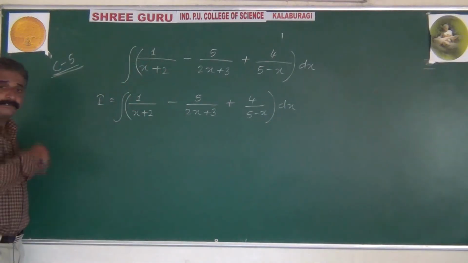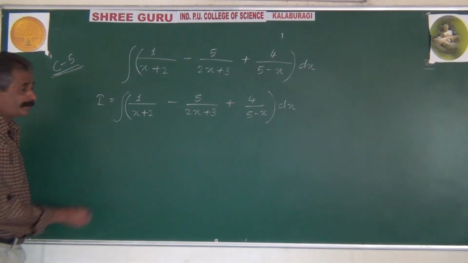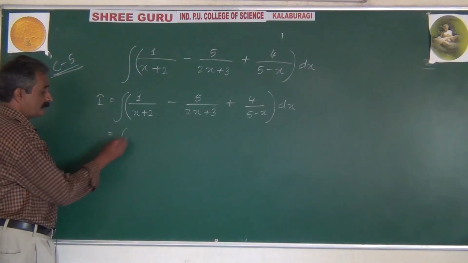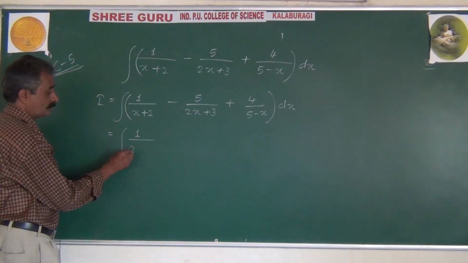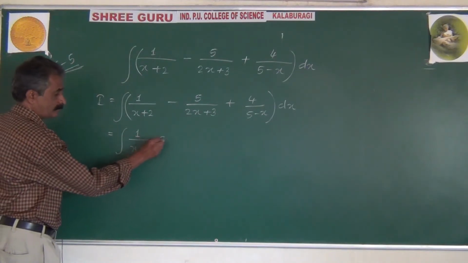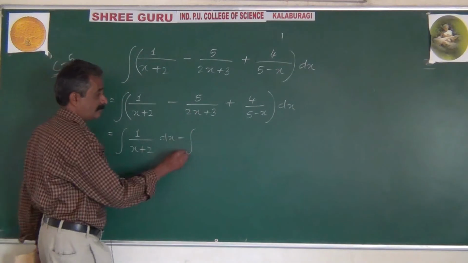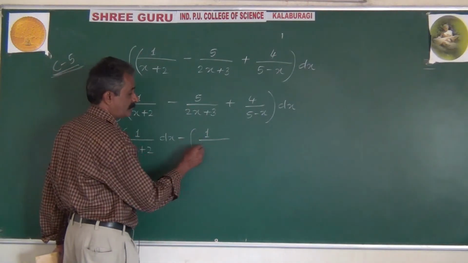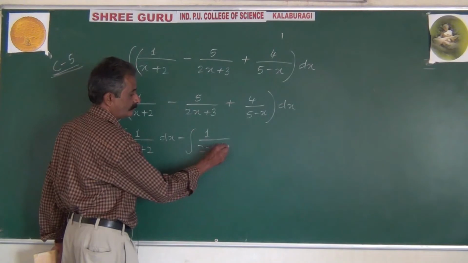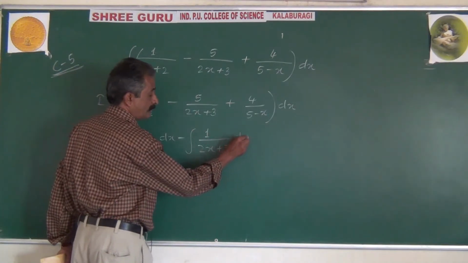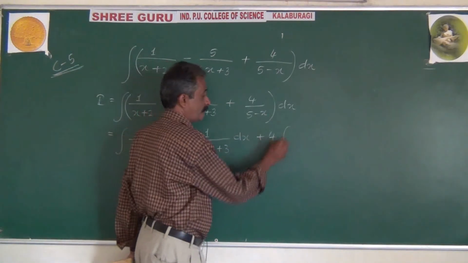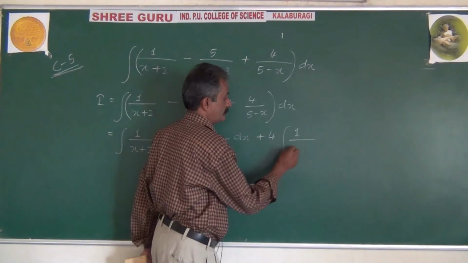We now need to break the integration into three terms. First one, integration of 1 by x plus 2, minus 5 into integration of 1 by 2x plus 3, plus 4 into integration of 1 by 5 minus x.